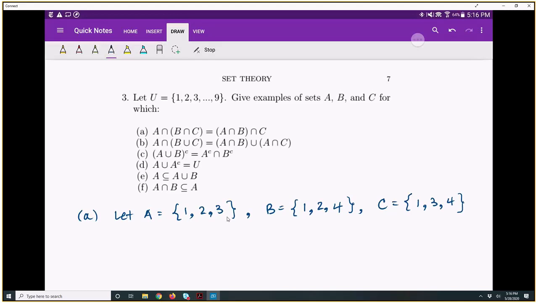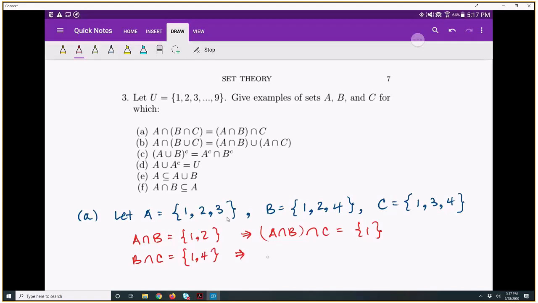Let's check if this is a good example. We have A intersection B. Well, that's equal to 1, 2, 3 intersection 1, 2, 4, so it's 1 and 2. Then A intersection B intersection C is going to be singleton 1. How about B intersection C? Well, that's 1, 2, 4 intersected with 1, 3, 4, so I have 1 and 4. Then A intersected with B intersected with C should be 1 and 4 intersected with A is just 1. So that's a good example for the first one.